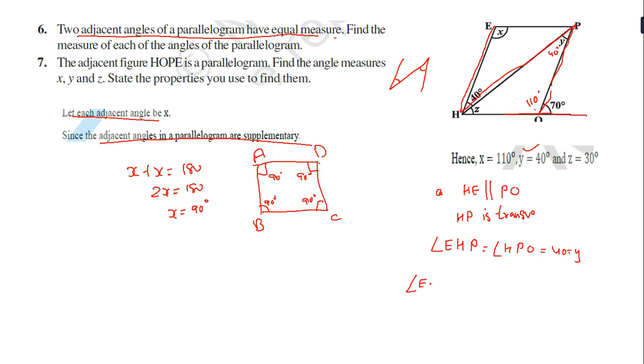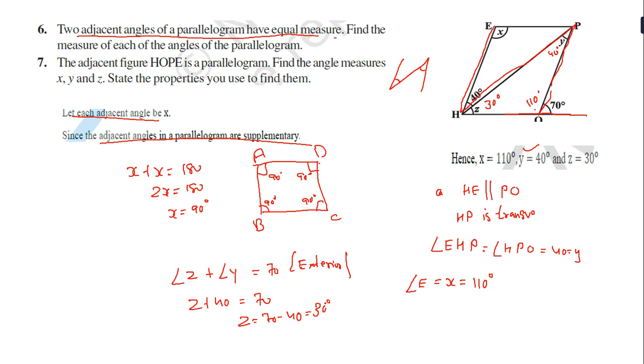So angle E is equal to x is equal to 110. Here it is 110, here it is 40. We can easily find out Z. So we can say it is 30. Why? Because angle Z plus angle Y is equal to 70. Exterior angle property. So Z we have to find out. Y we know 40, so Z plus 40 is equal to 70. So Z is equal to 70 minus 40, that is 30 degrees. So Z is equal to 30.